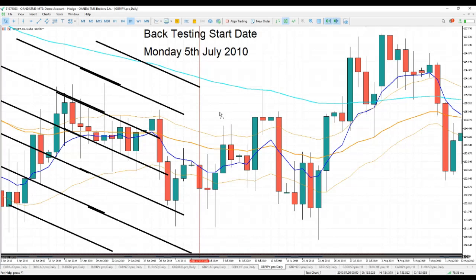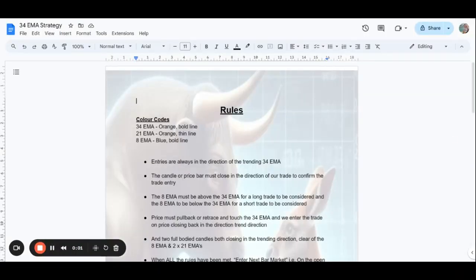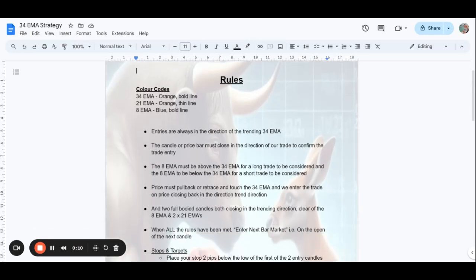Now, next stage, let's move on to the rules. So we're just going to cover that now. So I'm just going to change pages and let's cover that. Right, this is our rules page. Now, let's start going through these now. So you'll see here, I've got the rules.